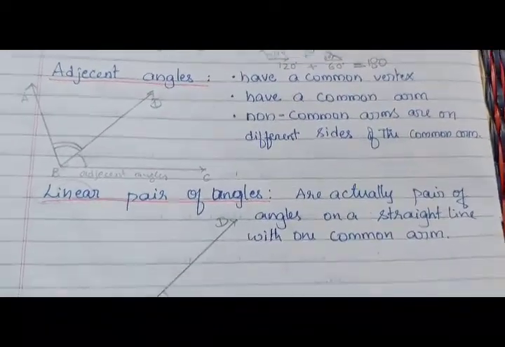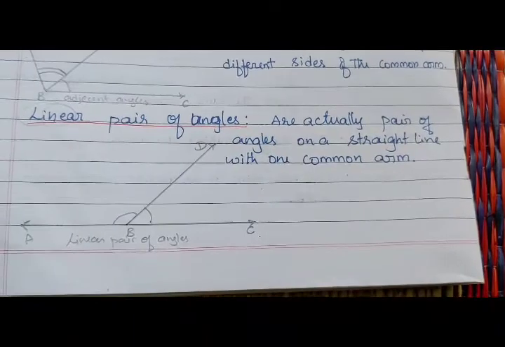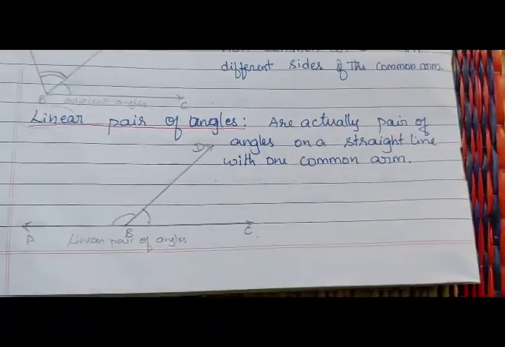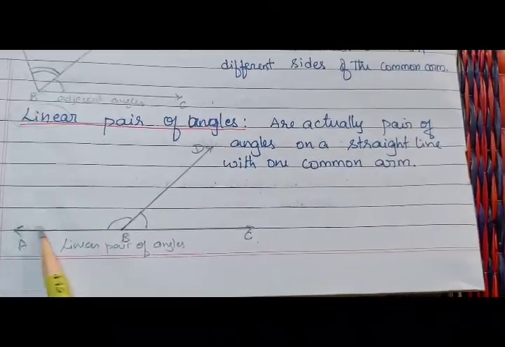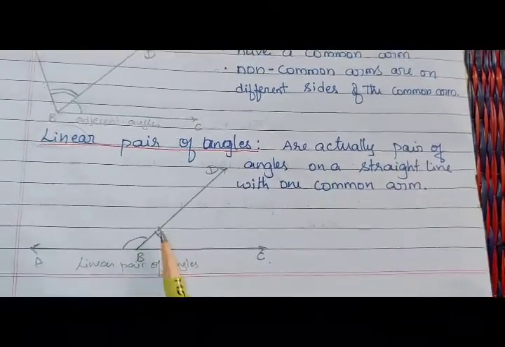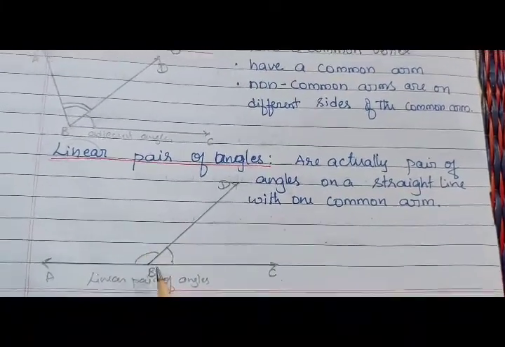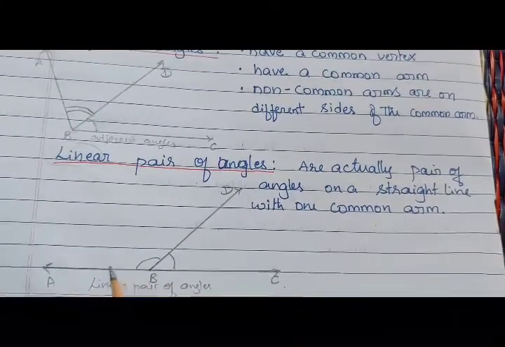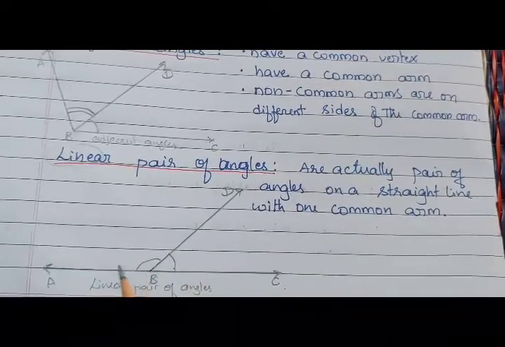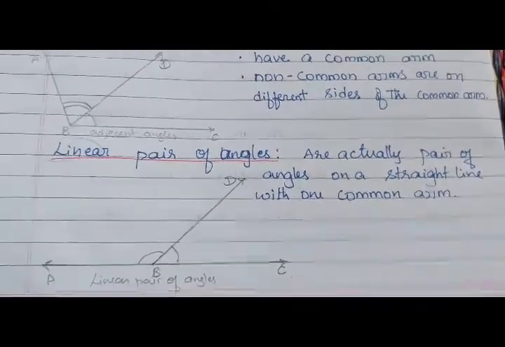Linear pair of angles are actually a pair of angles on a straight line with one common arm, like this. As there are only two angles here, it is a pair of angles. There may be more than two angles also, and the sum of all the angles should be equal to 180 degrees.